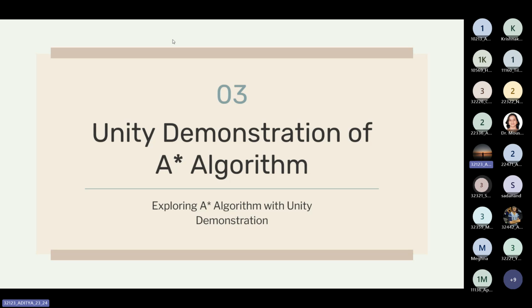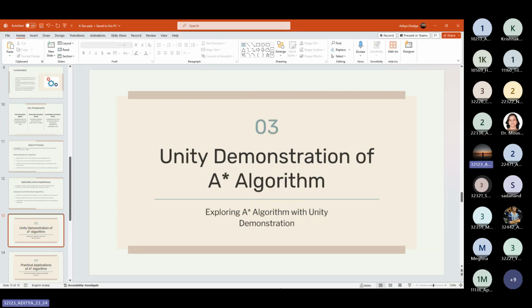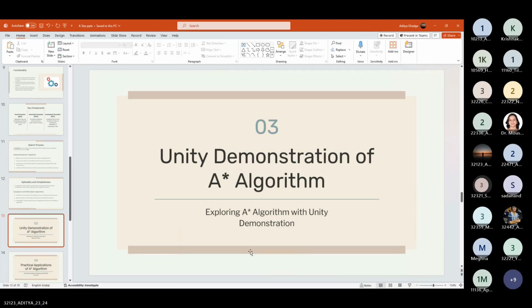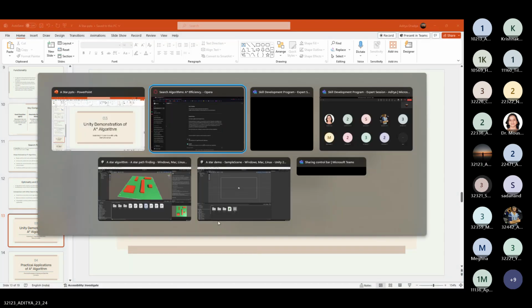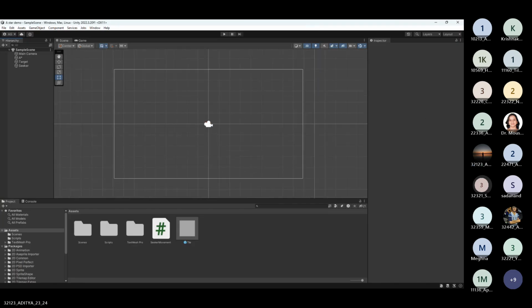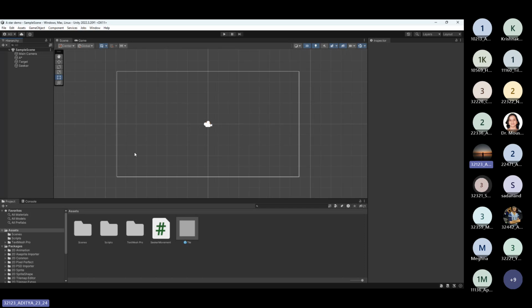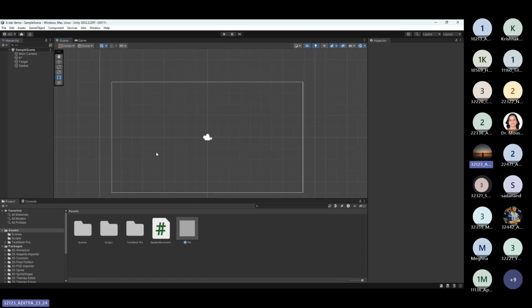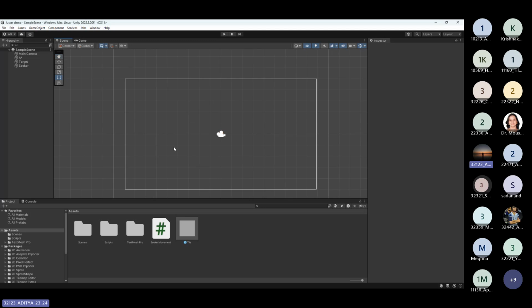Let's look at the Unity demonstration of the A-star algorithm. Yeah, so I have it opened in Unity. This is the Unity game engine. It uses C# scripting. It is basically used to make games, and I am a part of the game development club, Game Dev Utopia. So I am pretty well versed with Unity, and I use Unity quite often.